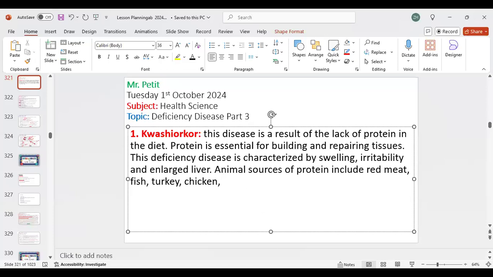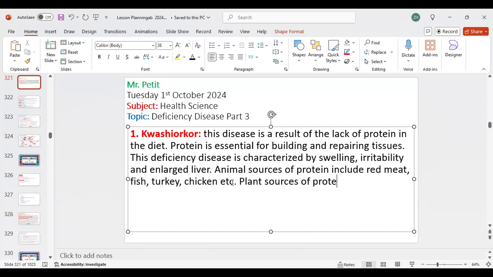What else? Basically any type of meat in general. Turkey, any type of meat that you could think of in general. Etc. Plant sources of protein.